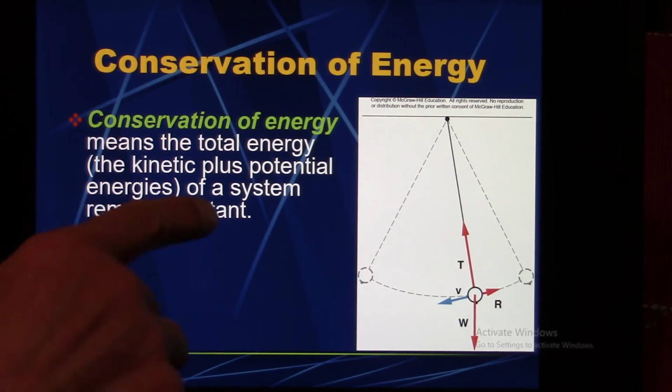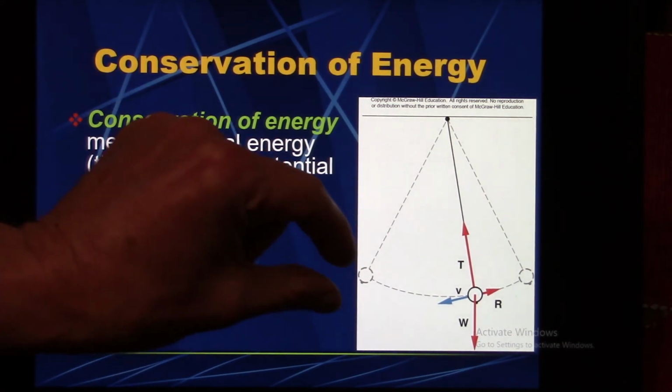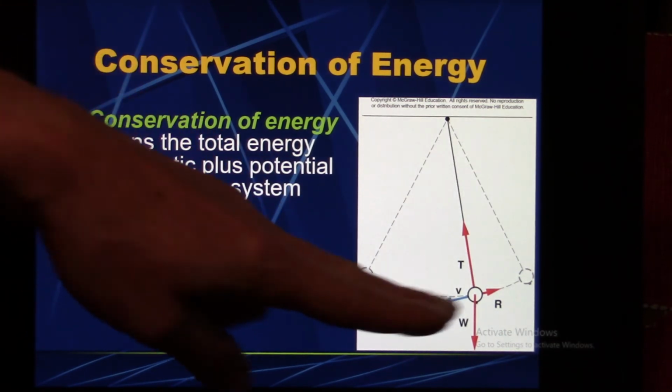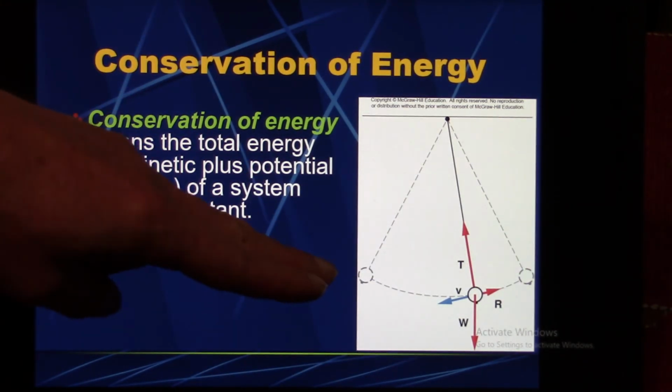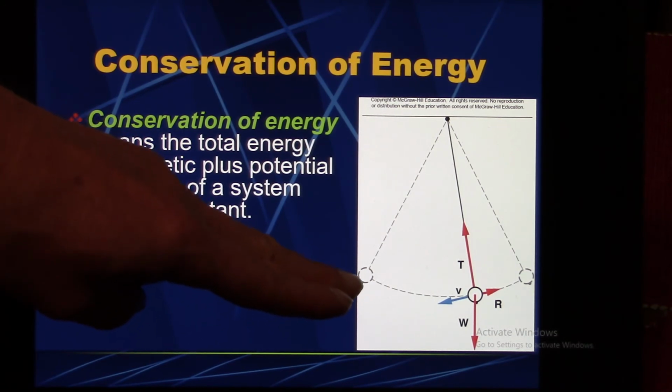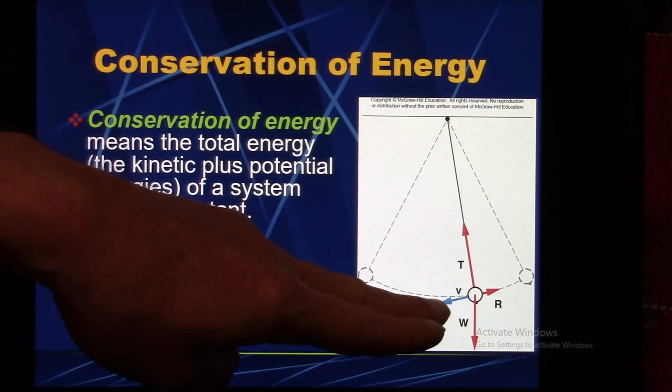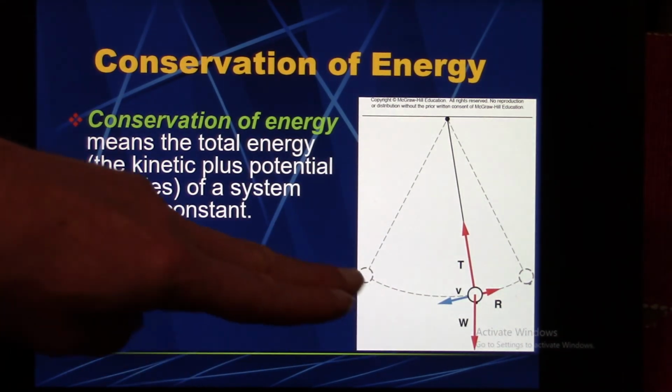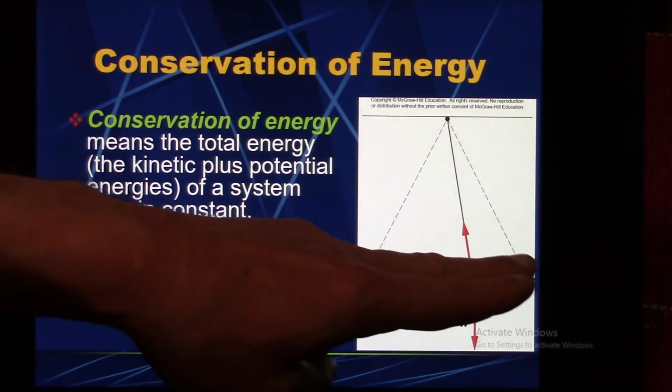Yeah, so it remains constant. As this pendulum's going back and forth, the potential plus the kinetic is always the same. Up here it's all potential. Down here, when it's straight down, it's all kinetic, and in between it's combinations of the two, but it equals the same value.